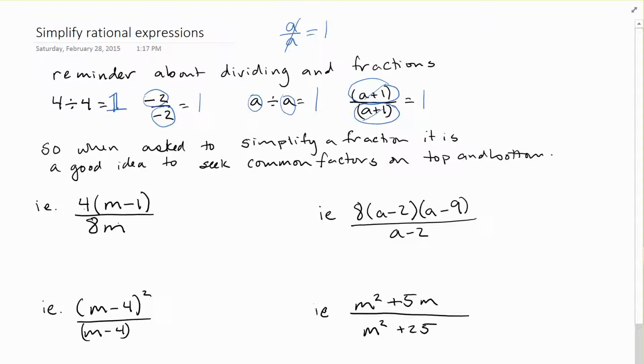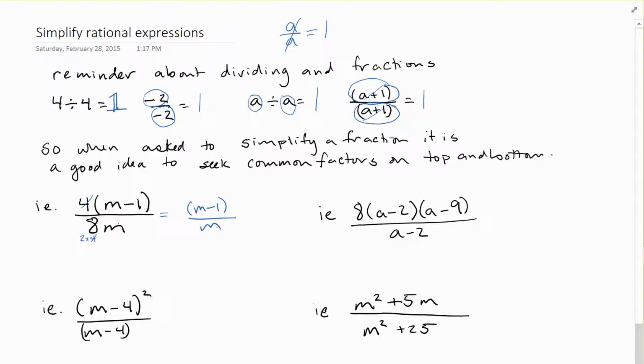So if I look at my first example, I've got 4 bracket m minus 1 over 8 bracket m, and I'm going to look to see if there's anything I can cancel from top or bottom here. In fact, the only thing I can do is think about 4 and 8. Well, 8 is just 2 times 4. So I can cancel those common 4s.